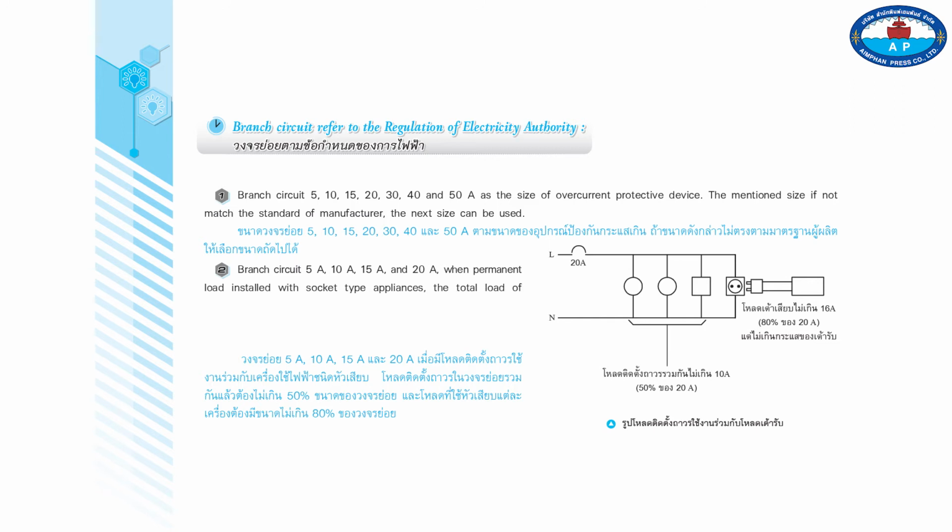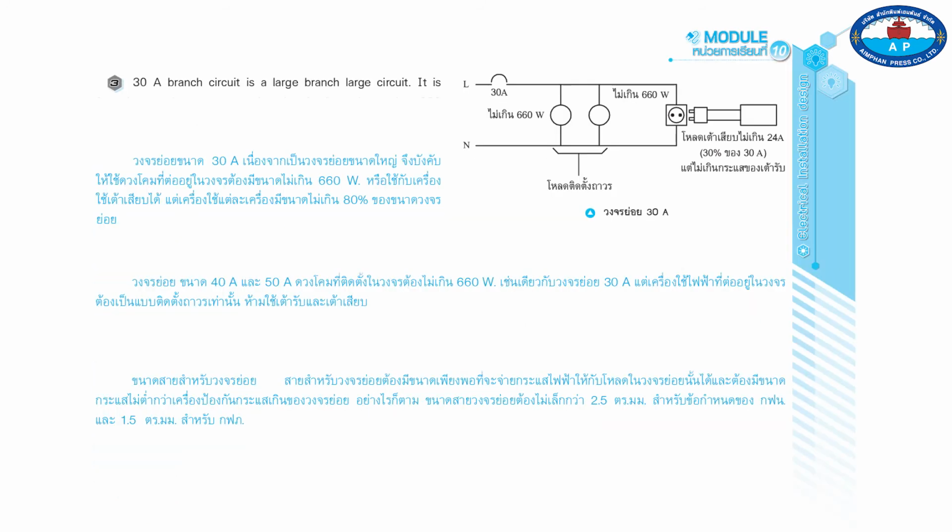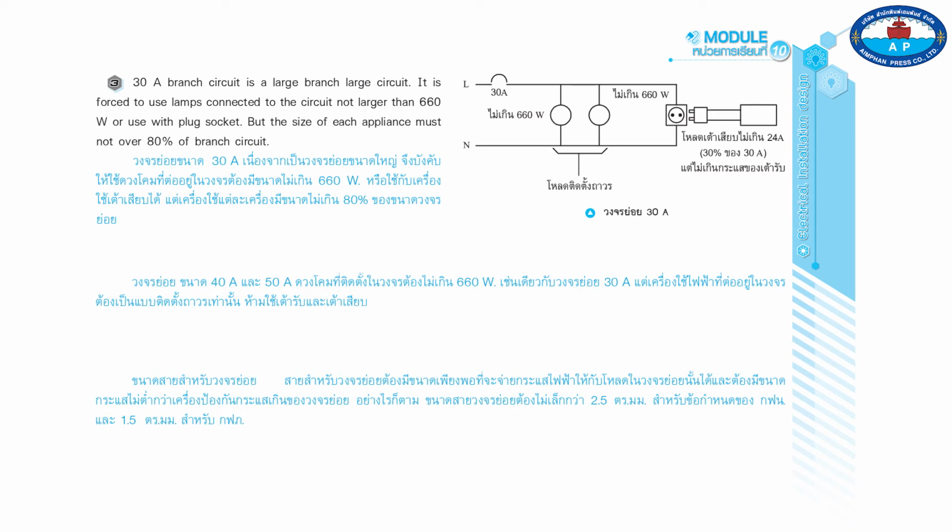When a permanent load is installed with socket-type appliances, the total load of the branch circuit must not be over 50% of the branch circuit, and the load of each socket-type appliance must not be over 80% of the branch circuit. 3. A 30 ampere branch circuit is a large branch circuit. It is required to use lamps connected to the circuit not larger than 660 watts, or use plugged sockets. But the size of each appliance must not be over 80% of the branch circuit.